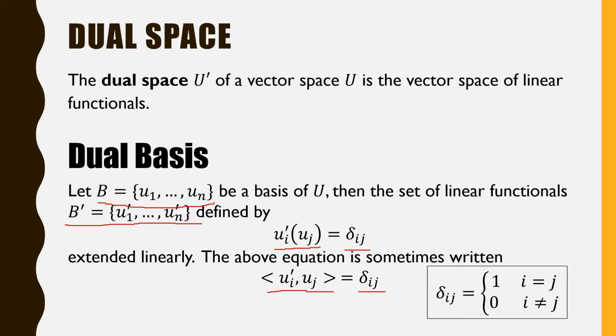So this set here, B prime, of U1 prime to UN prime, is the dual basis to U1 to UN. And the way it acts on that basis B is via the Kronecker delta. We'll prove a little later that the dual basis actually is a basis, so that you can see that, but for now we'll have to trust it.